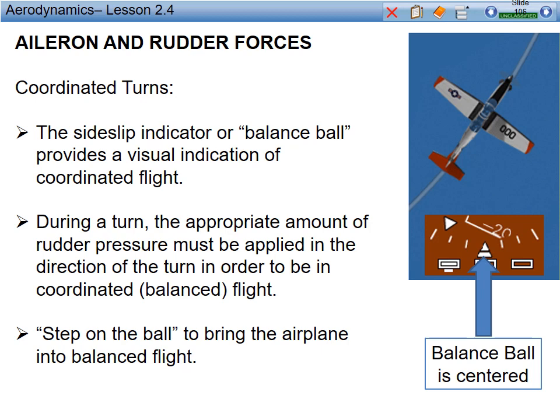Coordinated turns. The side slip indicator, or balance ball, provides a visual indication of coordinated flight. During a turn, the appropriate amount of rudder pressure must be applied in the direction of the turn in order to be in coordinated or balanced flight. A rule of thumb is to step on the ball to bring the airplane into balanced flight.